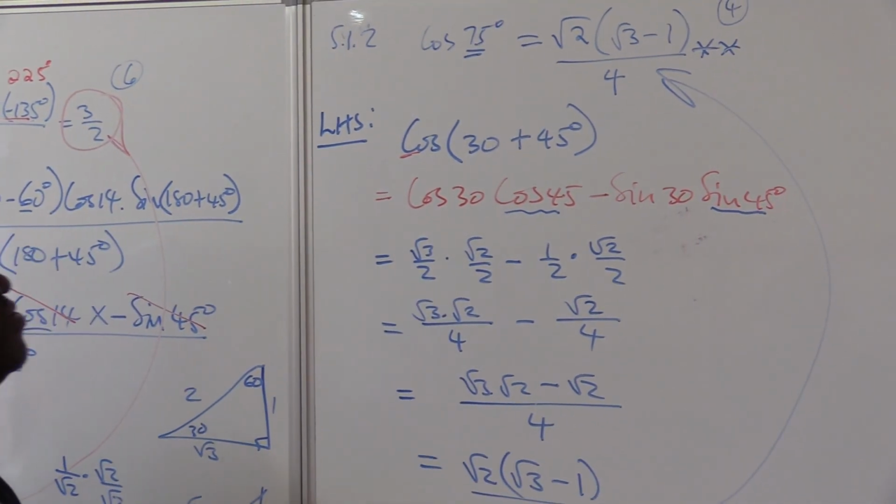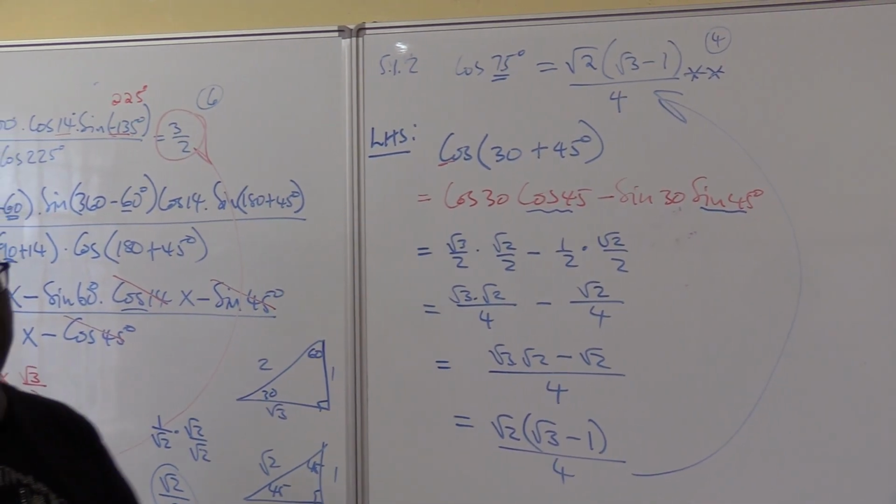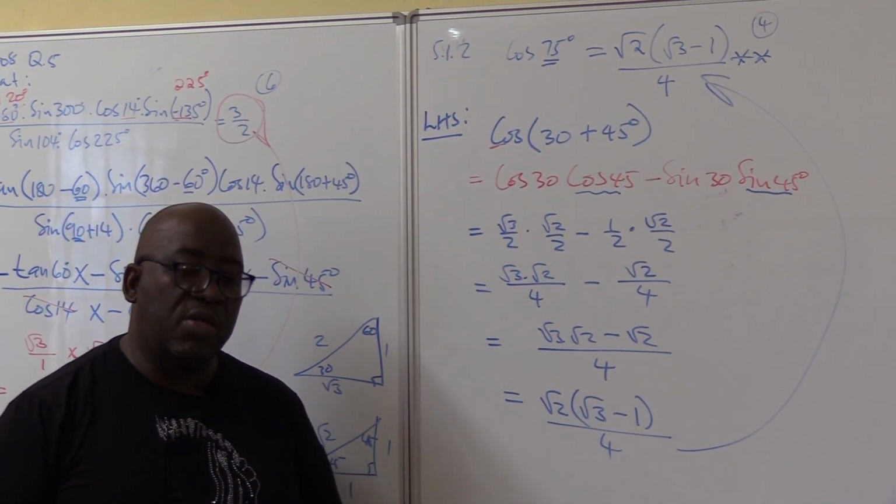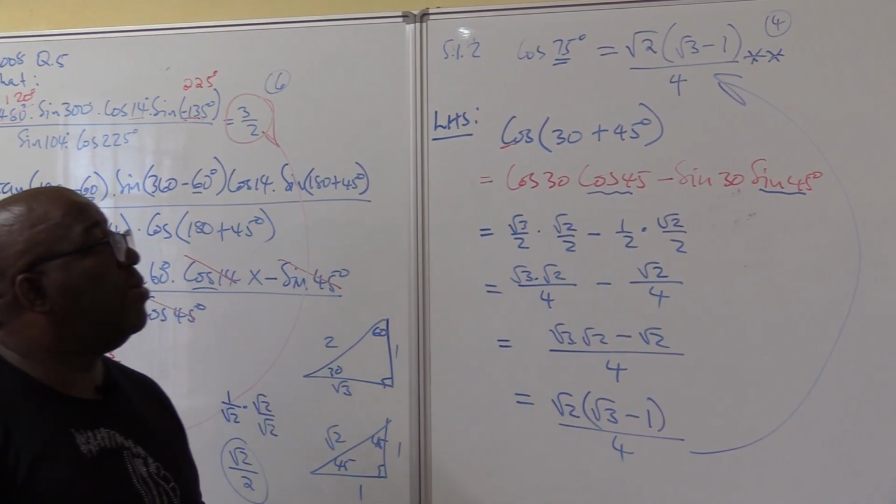So it is true that cos 75 is equal to that one. Therefore, the left-hand side is equal to the right-hand side. Remember the basics that we started on. It will assist us to go a long way in trigonometry. Thank you.